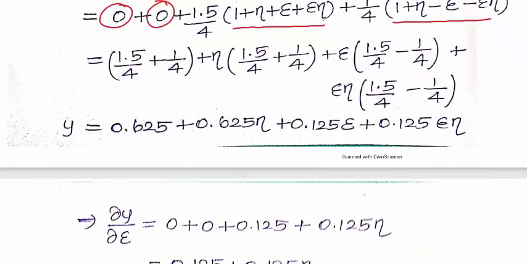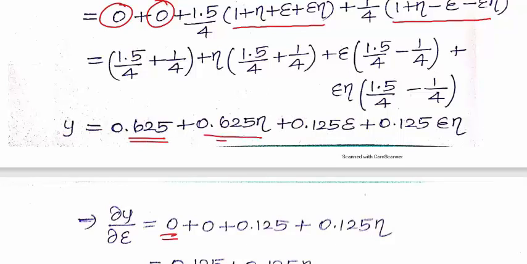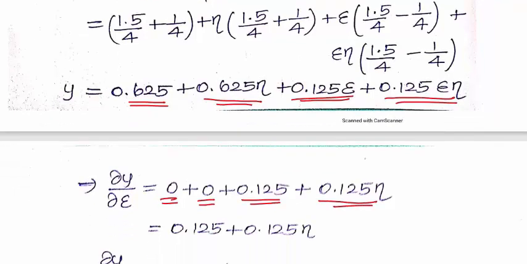First, partially differentiating this y with respect to epsilon. The partial differential form for this constant value 0.625 is 0. 0.625 eta differentiated with respect to epsilon is 0. 0.125 epsilon differentiated with respect to epsilon is 0.125. 0.125 epsilon eta differentiated with respect to epsilon is 0.125 eta. So dou y by dou epsilon value will be 0.125 plus 0.125 eta.